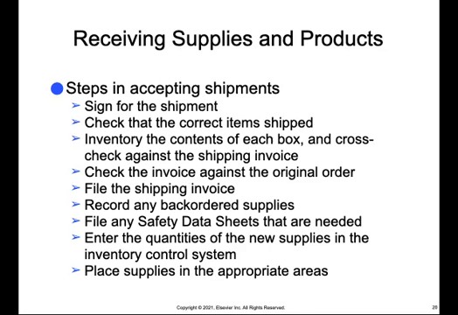File the shipping invoice, which will be used to verify the billing statement. Record any back ordered supplies. So in case you are looking for a certain size of gloves that's not in your order, make sure that it's not back ordered before you try to reorder that product again. File any new OSHA safety data sheets that are needed. Enter the quantities of the new supplies into the IMS system and place the supplies in their appropriate storage areas.